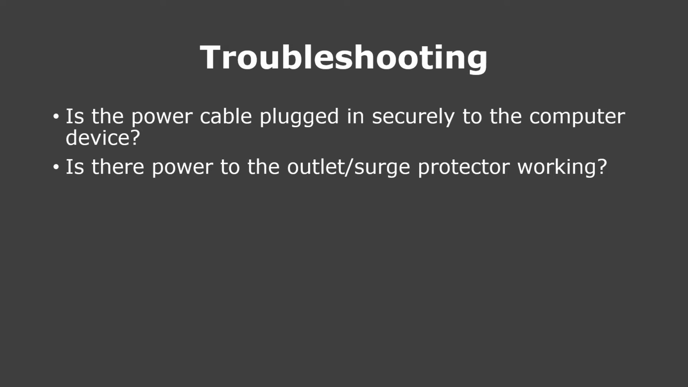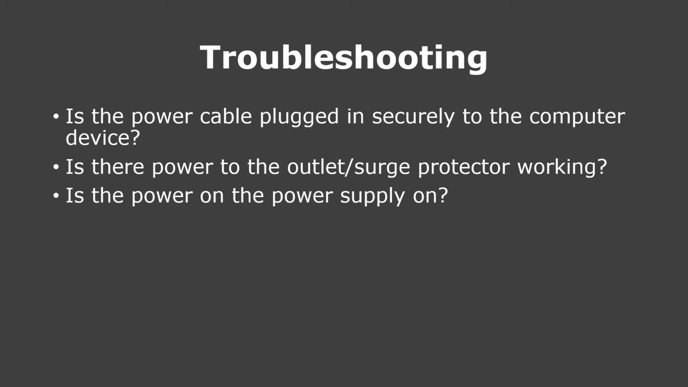Is the power on the power supply on the computer in the correct position? This may not be the case for the smaller desktop computers, I mean the really small ones, but full-size desktop computers usually have a power switch on the back of the computer itself. This is the power switch for the power supply, and if this is in the O position, it will not pass power from the power cable through the power supply to the rest of the computer and its components.